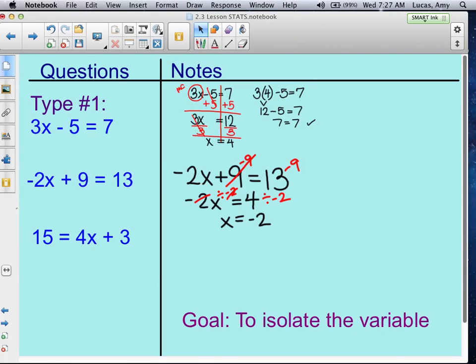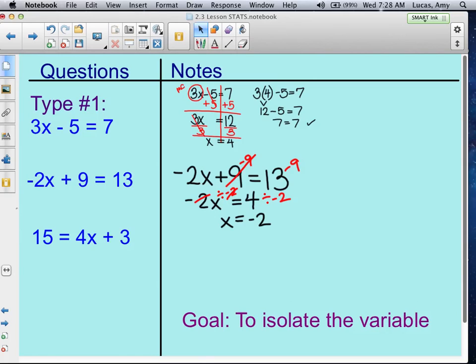So the married couple on this problem was the negative 2x. Again, the letter attached to the coefficient negative 2, closest together. On the same side was the plus 9, so I had to get rid of that first because that's the outsider, the third wheel. And I just used my inverse operations.